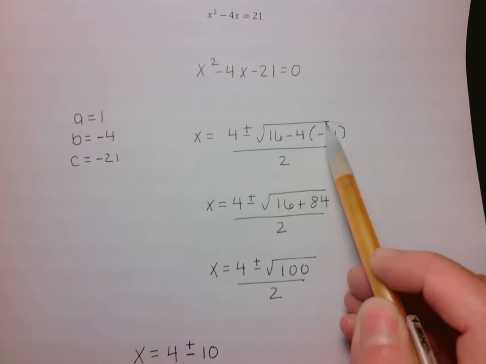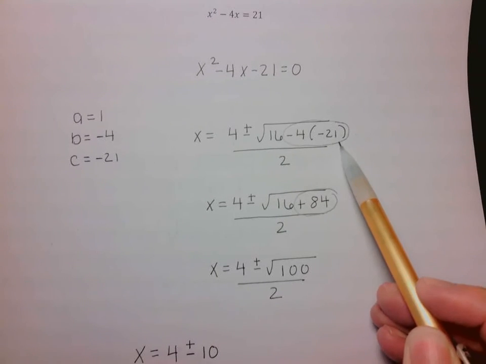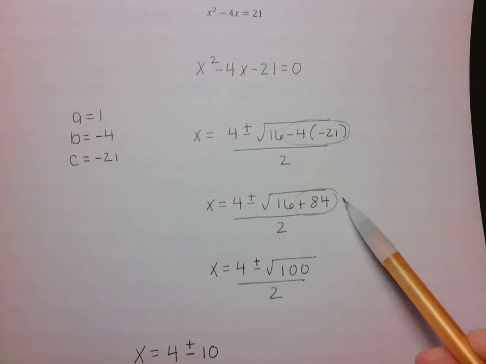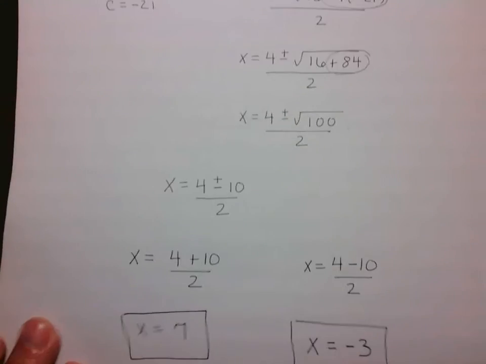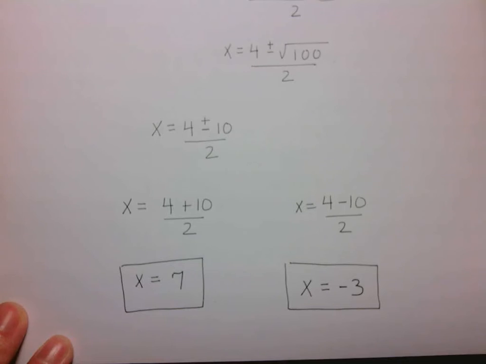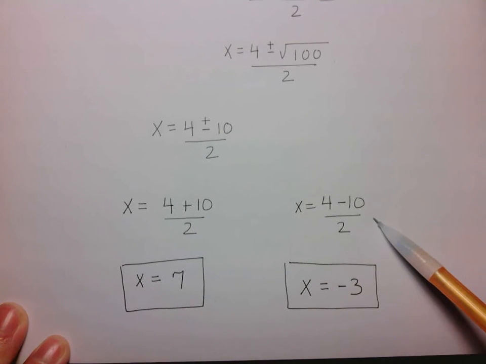And then be careful because of your order of operations. I need to do my multiplication first, then I can do my addition. And then remember, at the very end, I have to figure out what is 4 plus 10 divided by 2 and what is 4 minus 10 divided by 2.